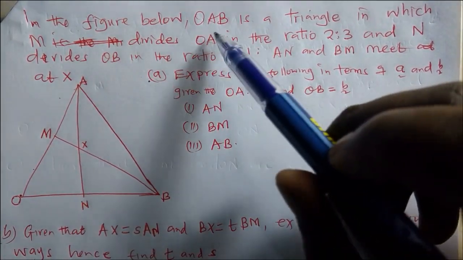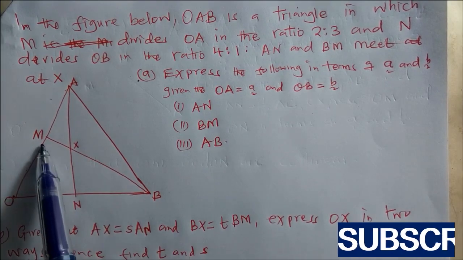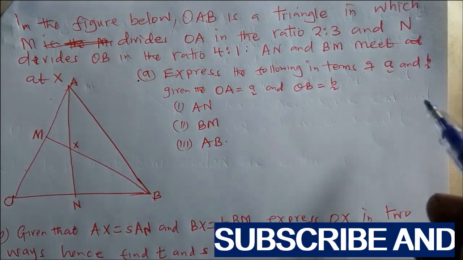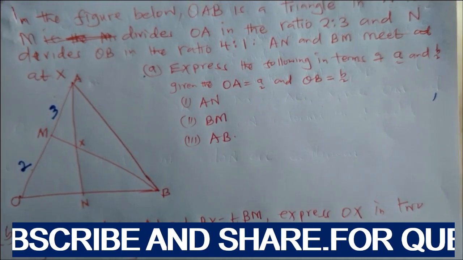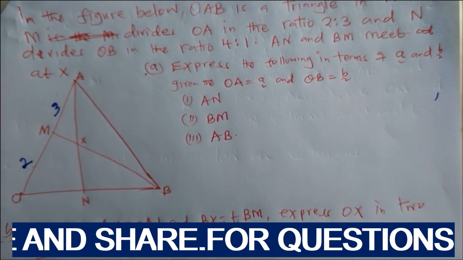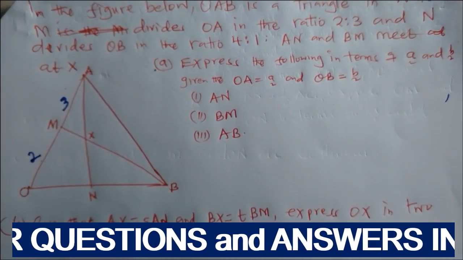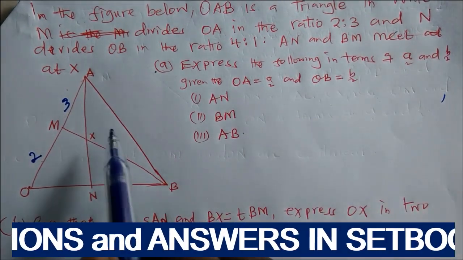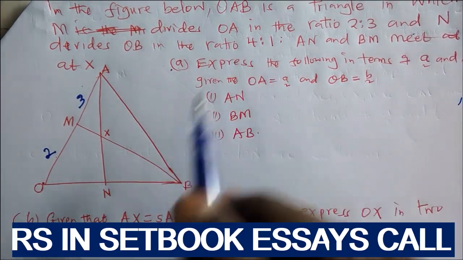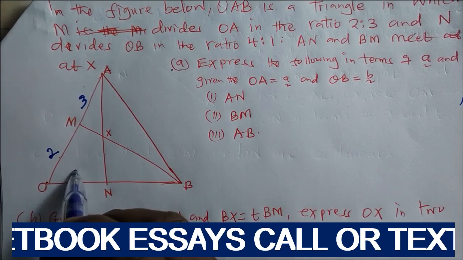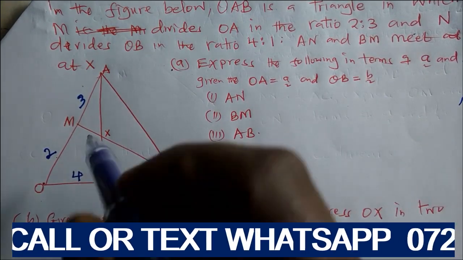In the figure below, OAB is a triangle in which M divides OA in the ratio 2 to 3. So it means this is 2 and this is 3. And N, this is N, divides OB in the ratio 4 to 1. So this is 4 and this is 1. That is the ratio. AN and BM meet at X. So they meet at X.